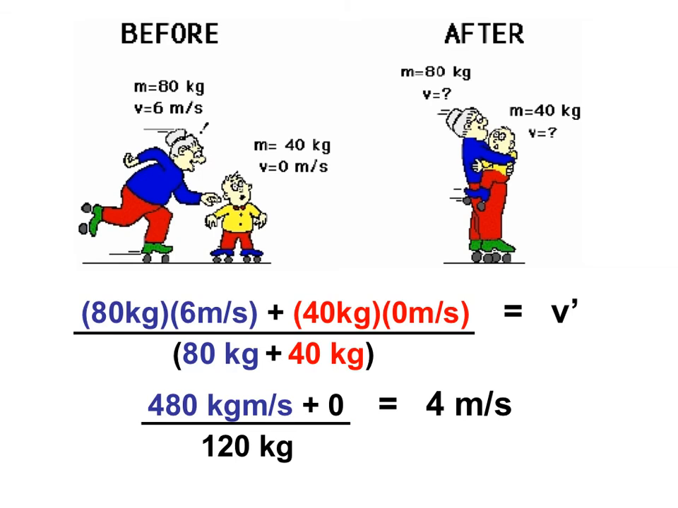And when you put all those numbers in, 480 kilogram meters per second plus 0, because the grandson has no momentum when he's not moving, divided by their total combined mass, which is 120 kilograms, gives you a velocity of 4 meters per second. So you can see grandma's going 6 meters per second when she's all by herself. Once she picks up the grandson, who's half her weight, she slows down just a little bit, but they do keep on moving in the same direction she was going in the first place.